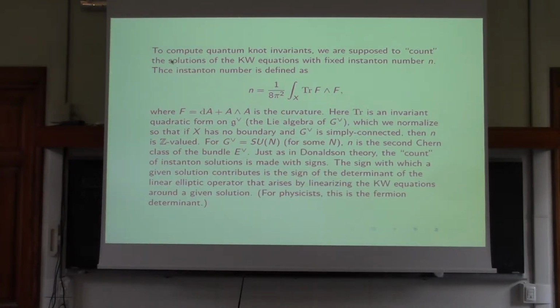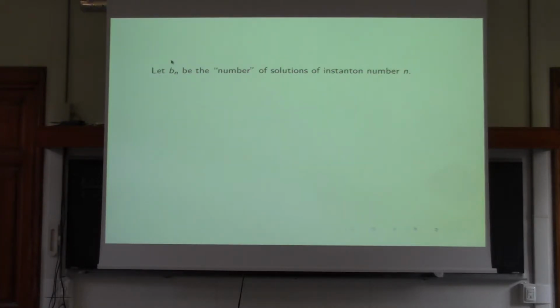Just as in Donaldson theory of four-manifolds, or in the A-model of topological two-dimensional field theory, when we count solutions, we count them with signs. The sign with which a given solution contributes is the sign of the determinant of the linear elliptic operator that arises by linearization around a given solution. For physicists, this is the fermion determinant. Let P sub n be the number of solutions of instanton number n.